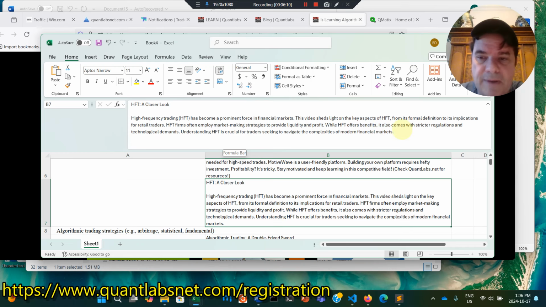HFT benefits. It also comes with stricter regulations and technical demands. So, in terms of regulation, a lot of companies now are sidestepping where there's heavy regulation. As a result, they have moved into other jurisdictions overseas that are more, we'll call it HFT friendly. So, understanding HFT for traders seeking to navigate the complexities of modern financial markets.